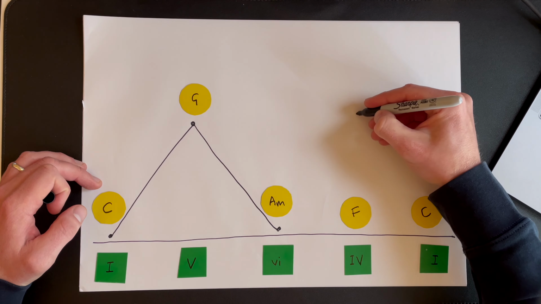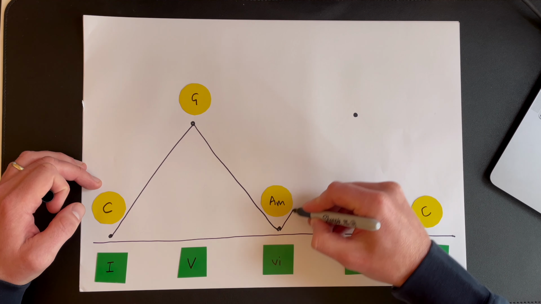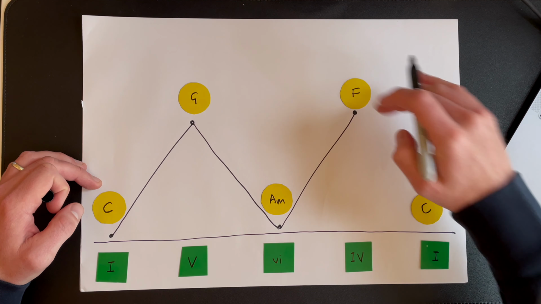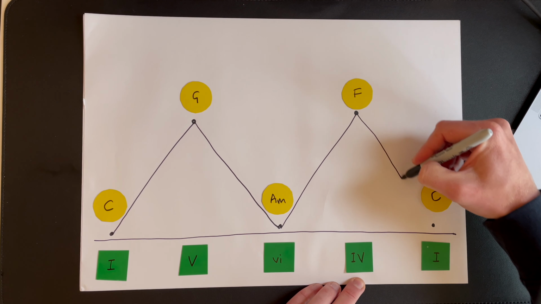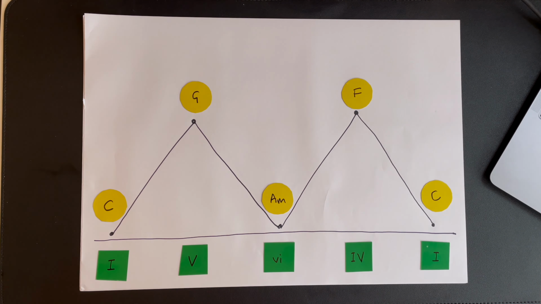So our F chord is going to go up there, and including our home C chord to close the loop, the picture has balance to it. Home, away, home, away, home. Or down, up, down, up, down. It's a pattern, a balanced pattern, and it works in musical composition because it has tension and resolution.